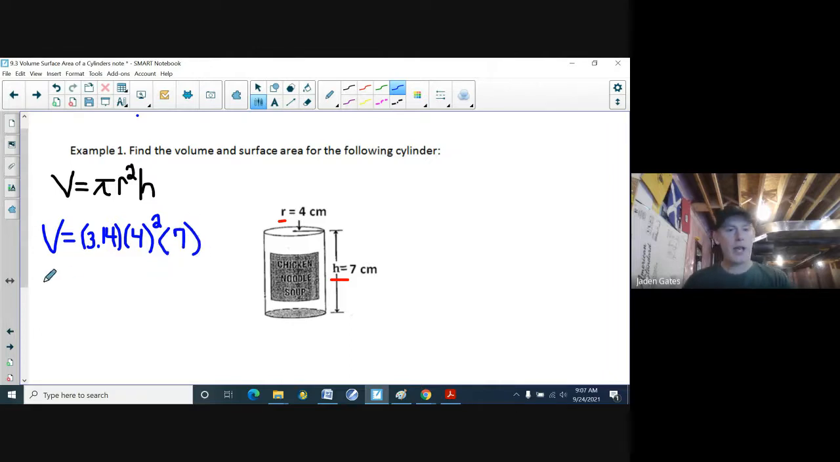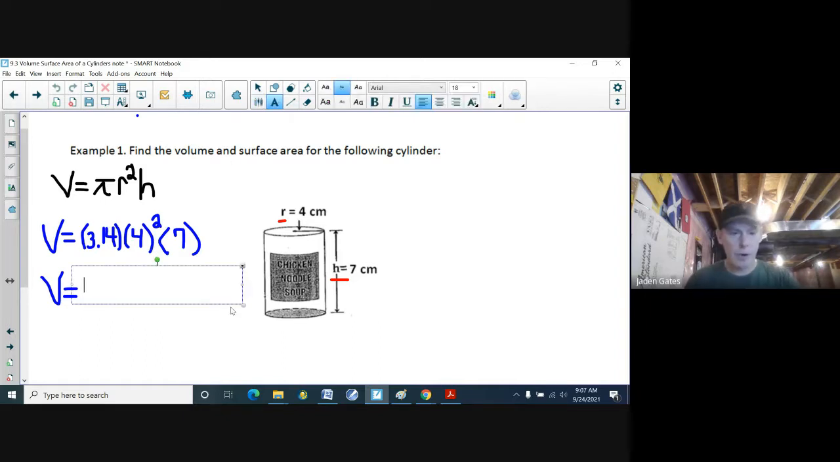All right, so when we're doing these formulas, the key thing is you got to follow BEDMAS. And so next up, we have our exponent. I'm going to take my 3.14. I'm not touching that. Now, my r, 4 squared, again, that means 4 times 4. Not 2 times 4, 4 times 4. And that's 16, and then times 7.